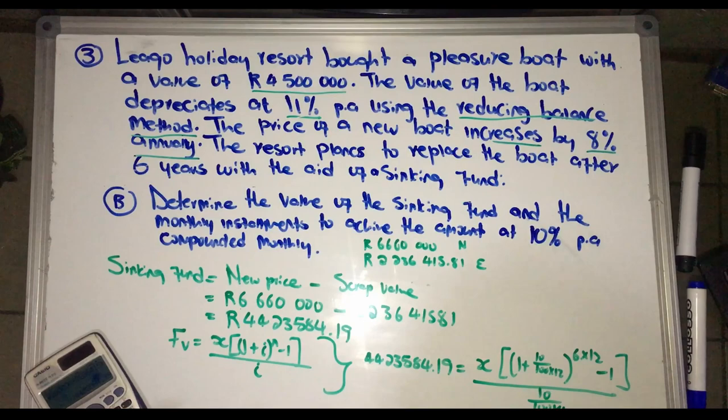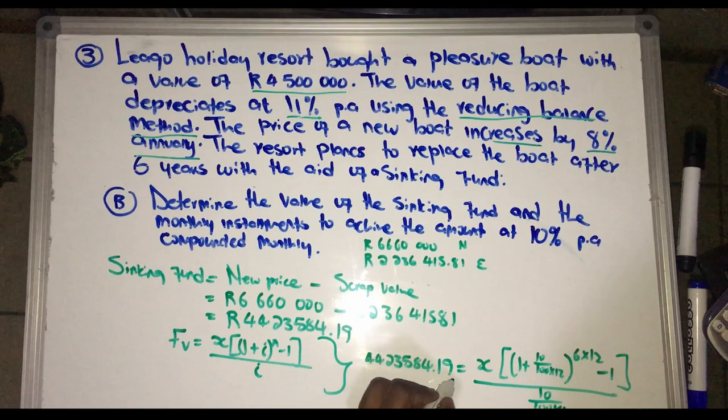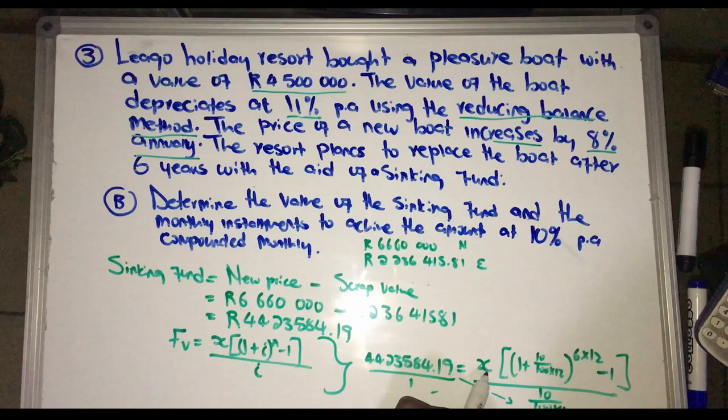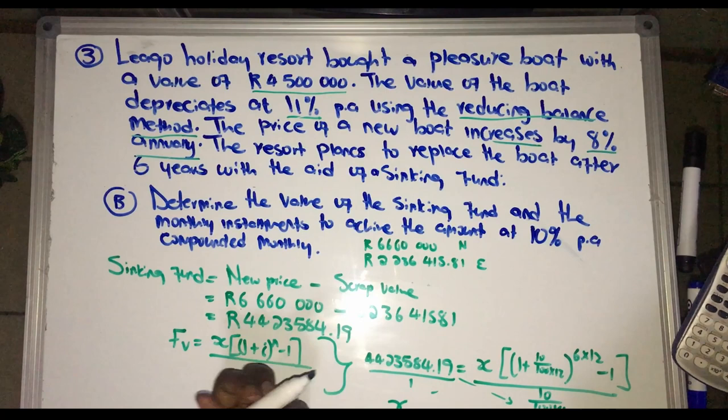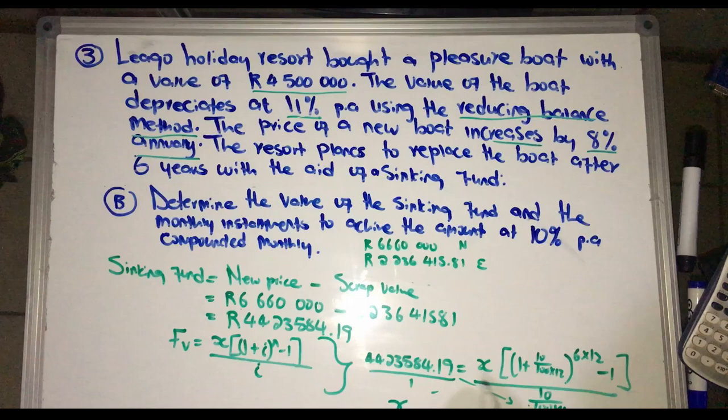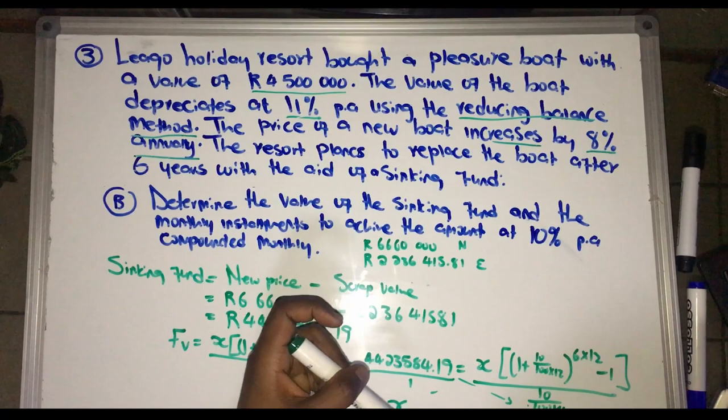Okay, so to get the value of x, we cross multiply this by that and then that by that. So I'm not going to show all the steps, but you can continue the calculation and get the final value. But for your sake, we'll write this, multiply by that, and voila, it will be equal to x into what is inside the bracket, and then we get the final answer.